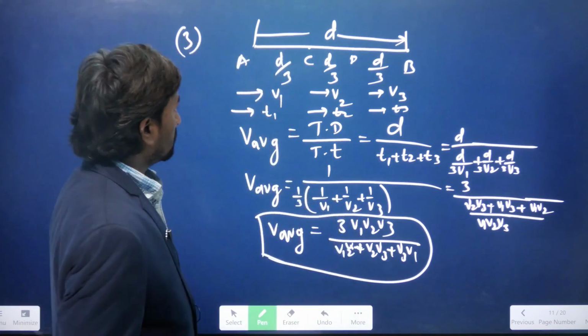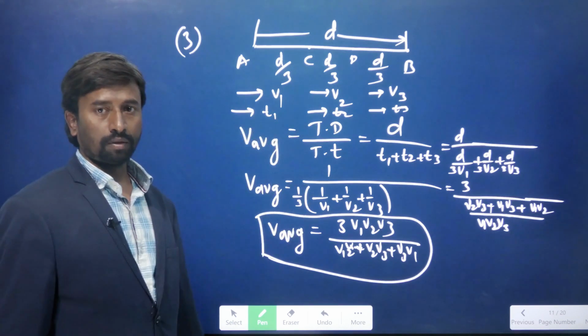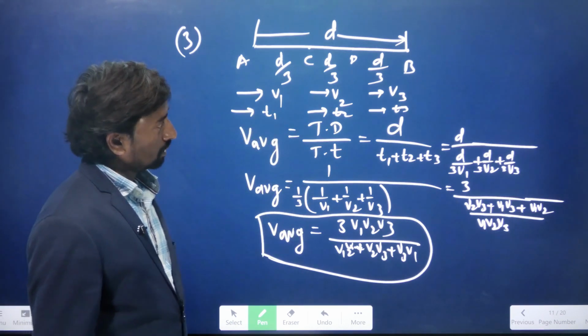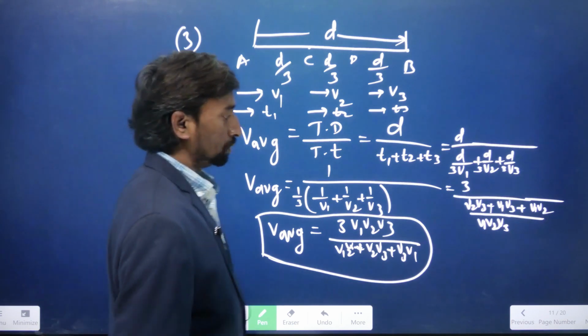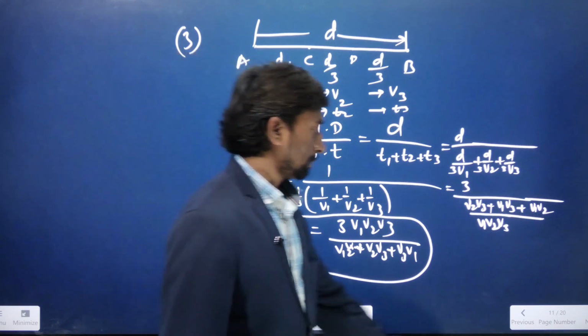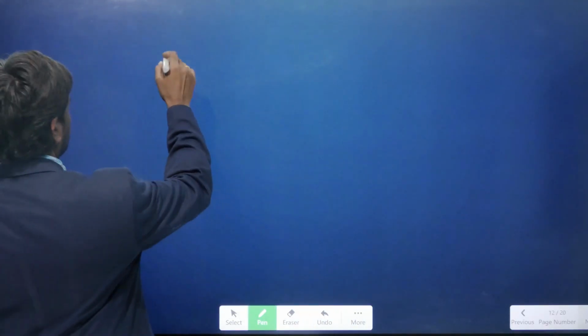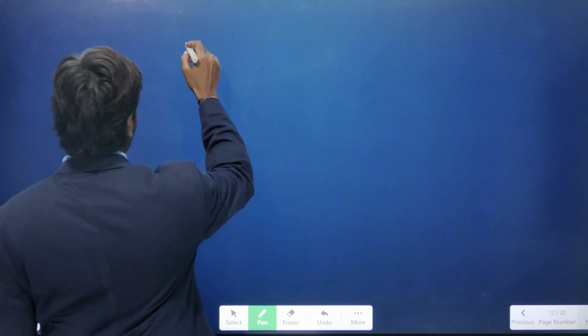Suppose the values are given in percentages, how can we write it? The first x percentage of the distance is covered with speed V1, and the remaining percentage with a certain speed V2. In that case, what is the formula? That we will see now. If you know that, we can find it for any ratios. So, the last case.